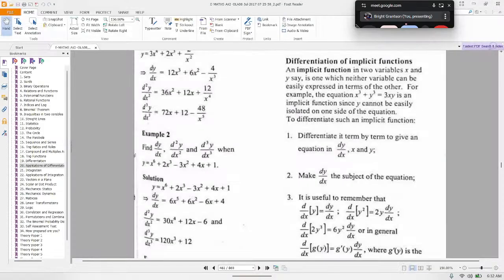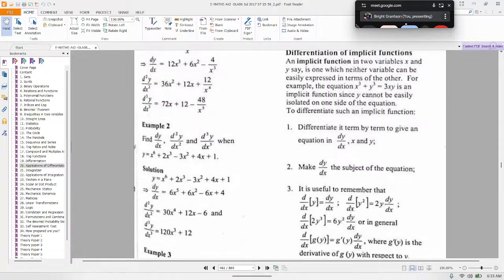Now, an implicit function is a function in two variables, x and y, in which neither variable can be easily expressed in terms of the other. For example, the equation x cubed plus y cubed equals 3xy. It's an implicit function since y cannot be easily isolated on one side of the equation. To differentiate this implicit function, we differentiate it term by term to give an equation in dy/dx, x and y. Make dy/dx the subject of the equation.